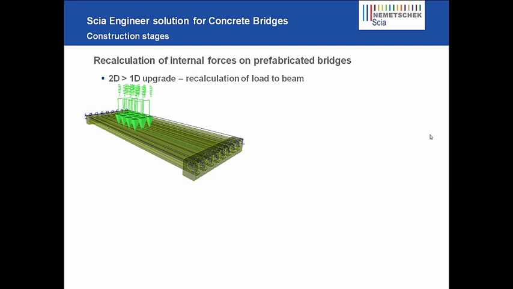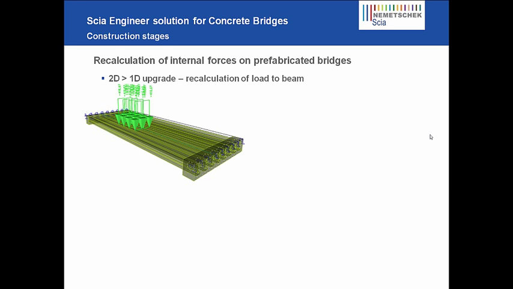Now these construction stages can also be used in different ways. For the design of pre-tensioned elements, we also have the 2D 1D upgrade. This allows you to go from a 3D model to actually a 2D model, so that you actually go from a plate model to a beam model.